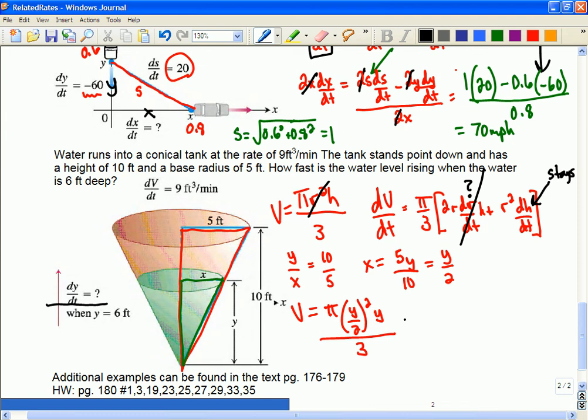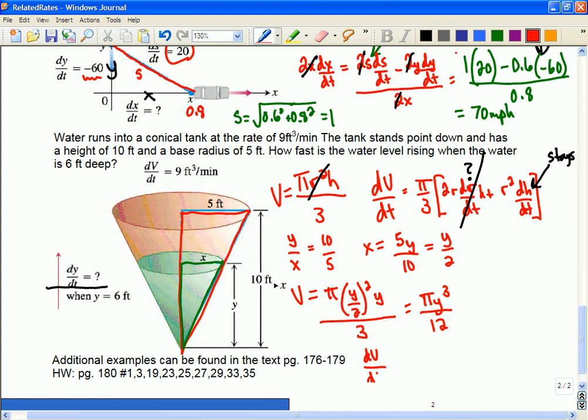So let's finish up here then. The volume is going to be pi y cubed over 12. And even if you think about that, you should prefer to work with that formula. There's no product rule. It's a real simple polynomial. dV/dt is going to then be 3 pi over 12 dy/dt times y squared.